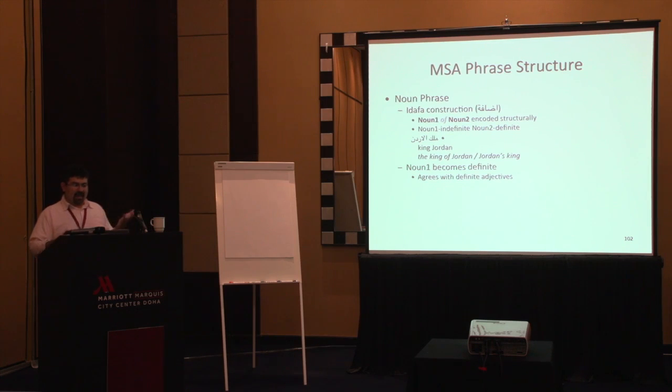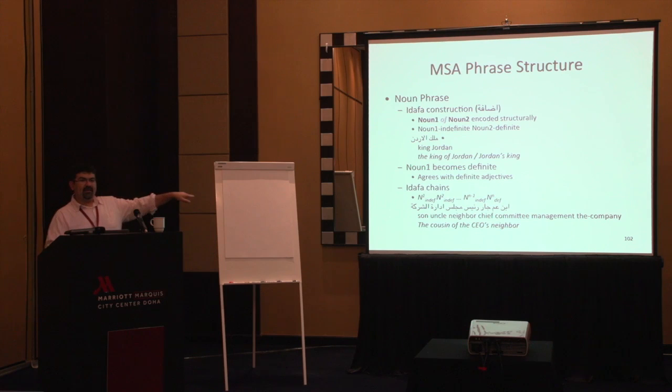There's a more complex thing that happens: typically, if noun 2 is definite, noun 1 becomes definite by the fact that it's in this particular construction. Also, if noun 2 is indefinite, noun 1 stays indefinite because of this construction, which makes it even more complex. But what this means is that you can end up having chains that can be long if you want, like son, uncle, neighbor, chief, community manager of the company, is how you would say the cousin of the CEO's neighbor. If you ever want to say such a thing, you know, in Japanese, maybe Spanish. But this is completely understood. It's not even hard to understand. It's just like, okay, yeah, that's what it means.